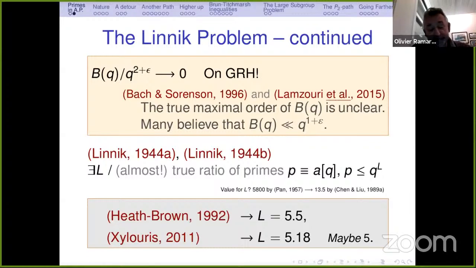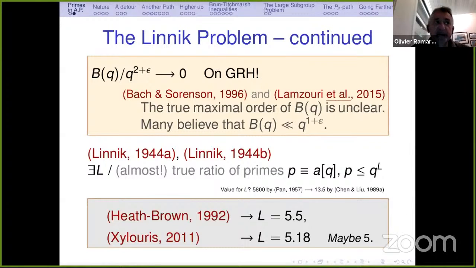There's been some fight after that to get the value of L given by this proof. So it started at 10,000 in '56 and it got down till Chen and Liu in '89 to 13.5, I think. And then there's a fundamental paper by Heath-Brown in '92, really an excellent work where he gets the value L equal to 5.5.